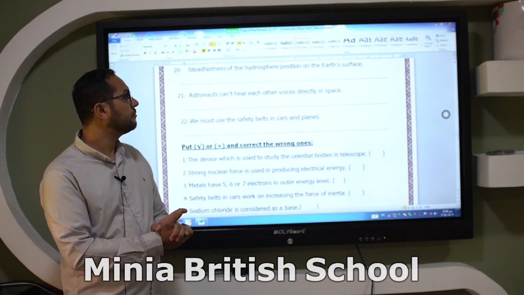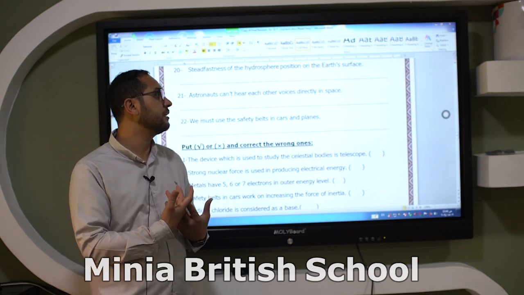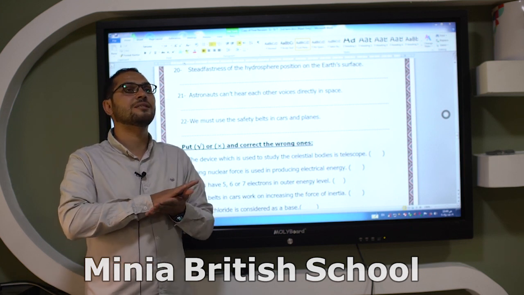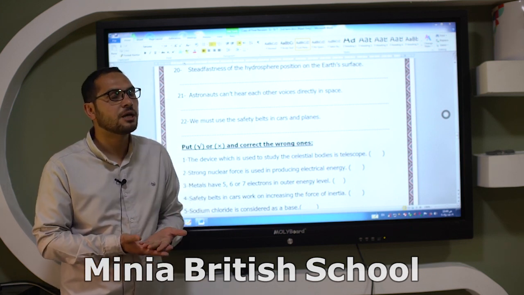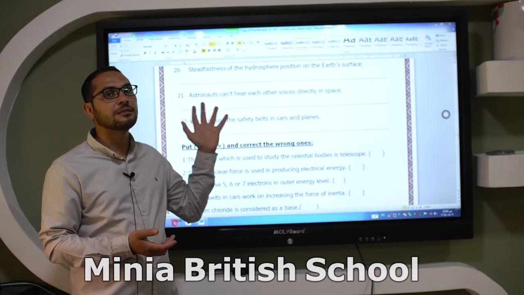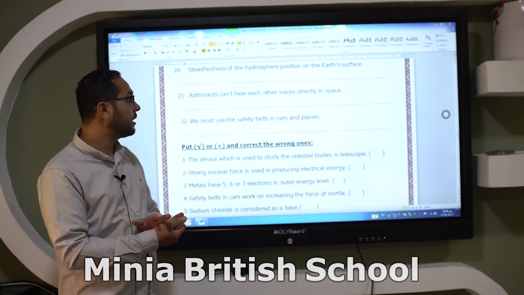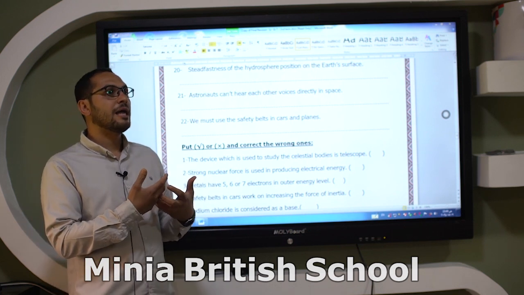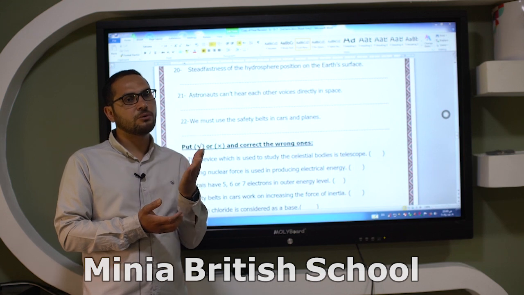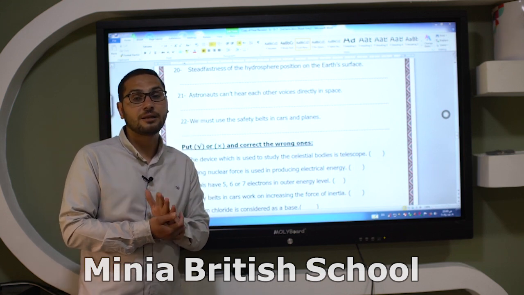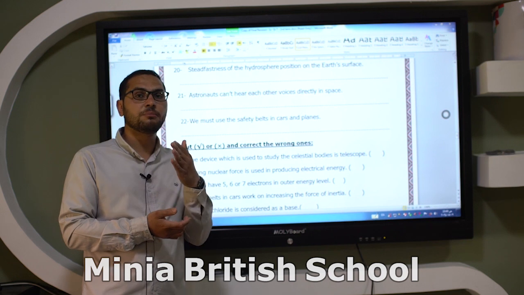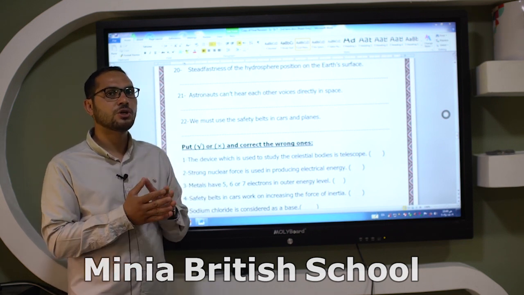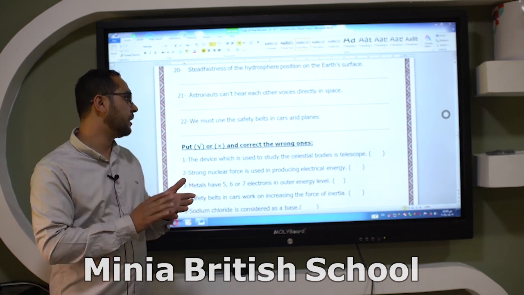Astronauts can't hear each other's voices directly in space. As you know, there is no air in space, so we can say there is no medium in space, so the astronauts can't hear each other. Why? Because there is no medium in space. Sound belongs to the mechanical waves, and mechanical waves need a medium to propagate. So in space there is no medium, so the sound doesn't propagate.